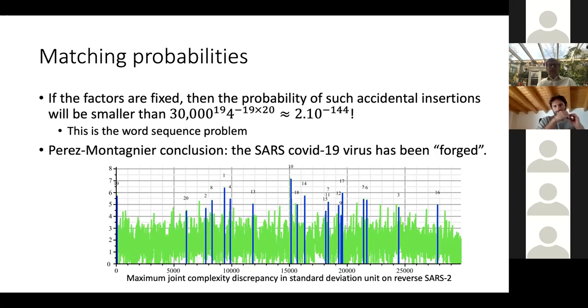Therefore, the conclusion of Perez and Montagnier was to say, this virus has been forged by evil scientists. They have just inserted some patterns of the HIV, which is an unrelated sequence. And this has been an error, and we call that a chimera, and it has escaped from a hidden lab. Indeed, if instead of taking the COVID genome, you take the reverse, you see that all the crazy extra matching disappears.